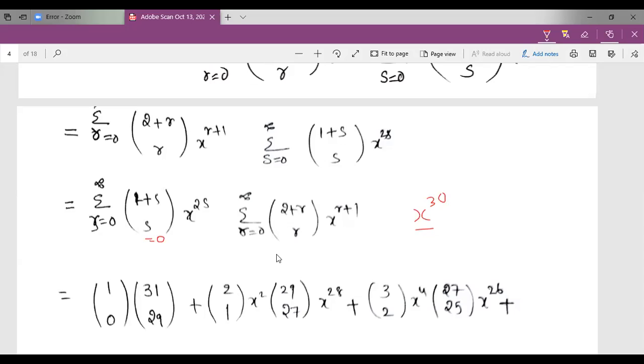And r is equal to 0. In the first case, r is equal to 29.